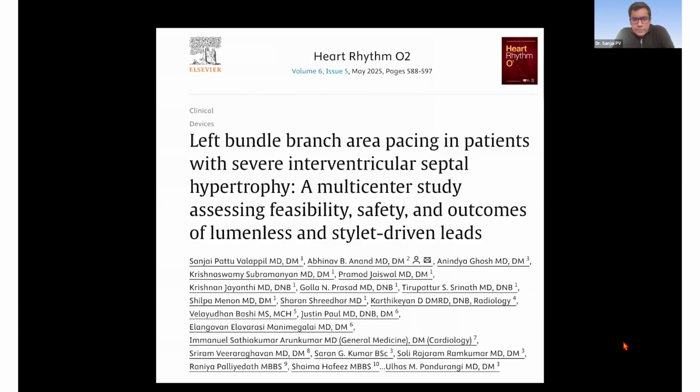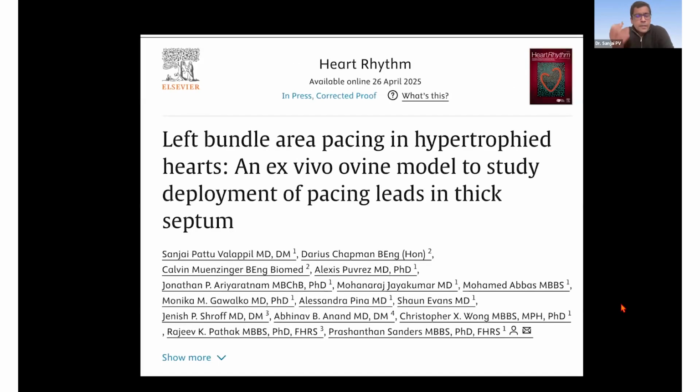So I was asked by Deep to again just talk about a couple of other studies which we had done in the recent past. So this was with Ullas sir. We looked at left bundle branch area pacing in hypertrophied septa, meaning significantly hypertrophied with septal thickness more than 18 millimeter. And over experience, we found that stylet-driven leads had a slightly better success profile in this group of patients, and this was the brainchild behind this study, which we had done recently at the Royal Adelaide Hospital.